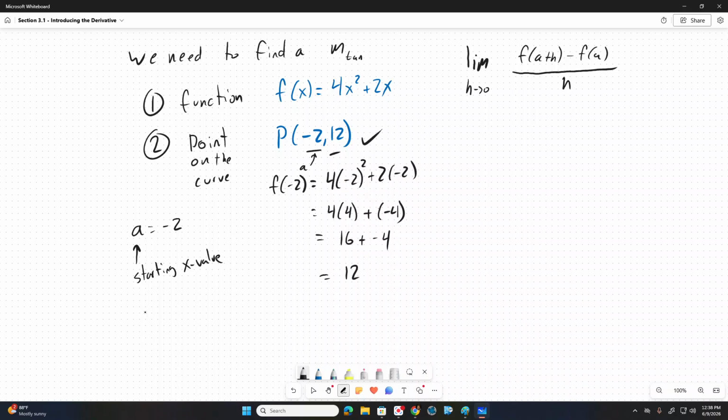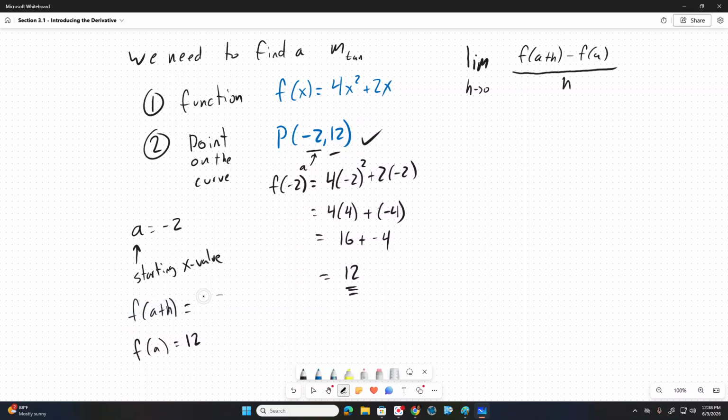So the next question becomes, we need to come up with what is f of a plus h. We need to know what that looks like, and we also need to know f of a. I'm going to start with the second one, just because it's a little bit easier. In fact, it was actually given to me at the beginning. I know f of a is 12. But the good question to ask is, what is f of a plus h?